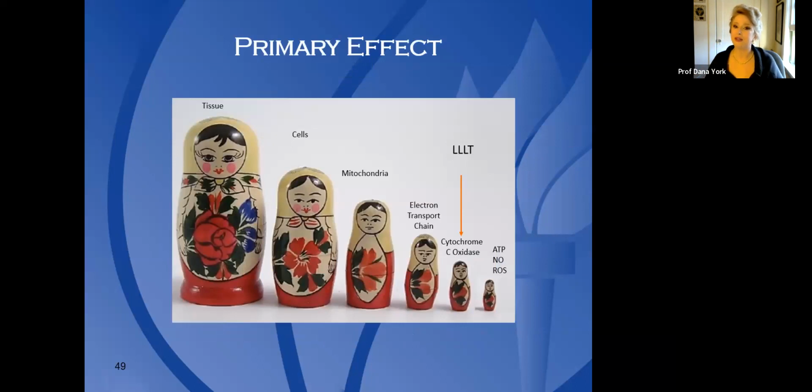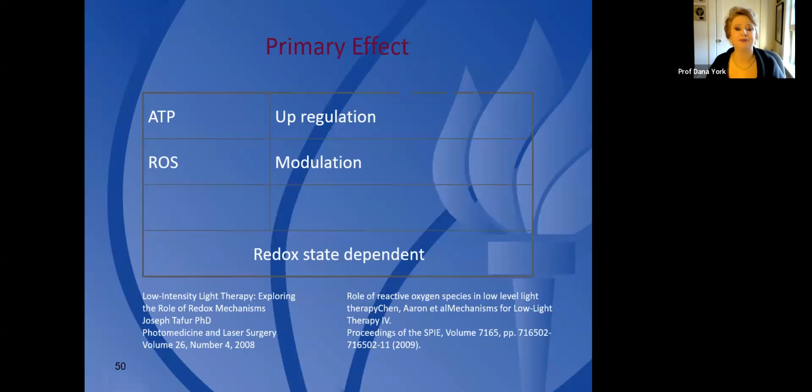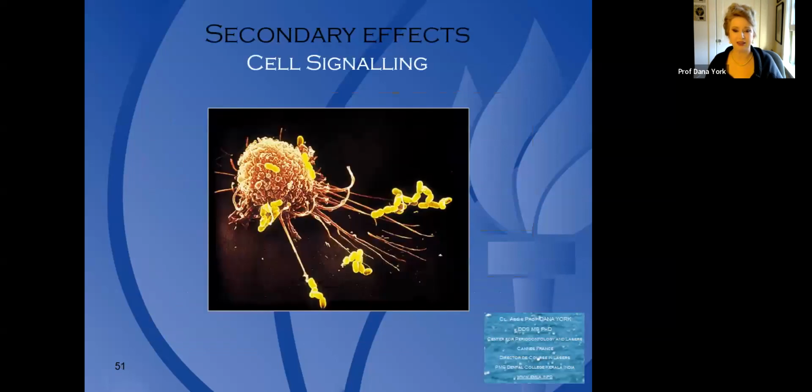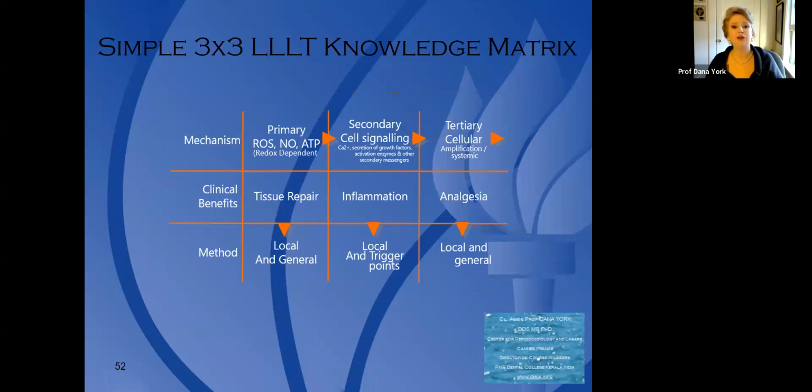So let's recapitulate: from the nucleus to C oxidase, to electron transport into mitochondria, into the cell, and into the tissues. Primary effect, ATP regulation and redox modulation. Cell signaling, what are the mechanisms? Tissue repair, inflammation, analgesia, their immediate clinical benefits and long-term.